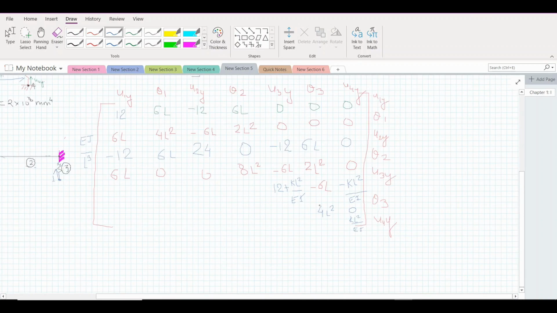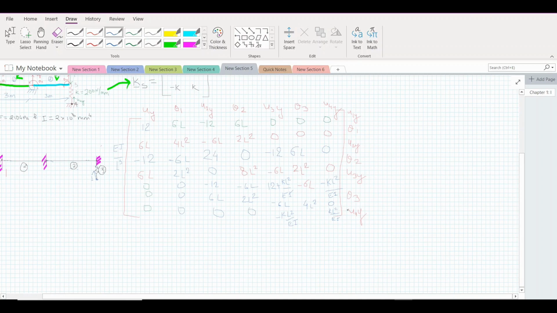Now this matrix is generally symmetric, so we can just copy our values here. This will be equal to 0, 0, 0. This should be equal to minus 6L, and this will be equal to 2L square, then 0, 0, 0. This will be equal to 0, minus 12, 6L, 0. This equals to minus 6L, 2L square, 0. This will be equal to minus 6L and minus k L square by EI. Please make sure that this matrix is symmetric.